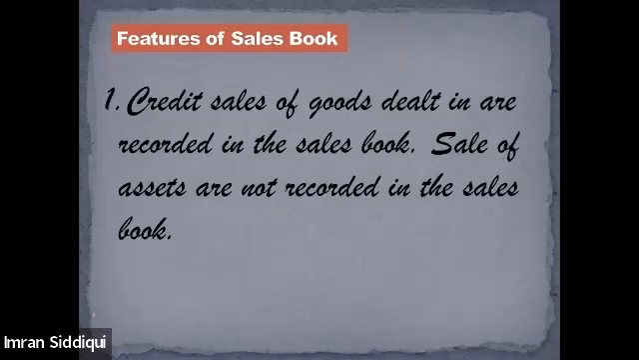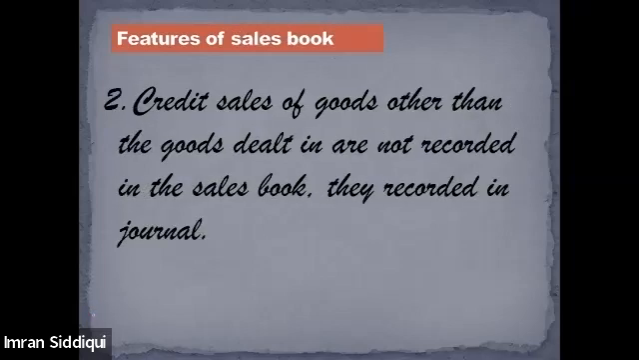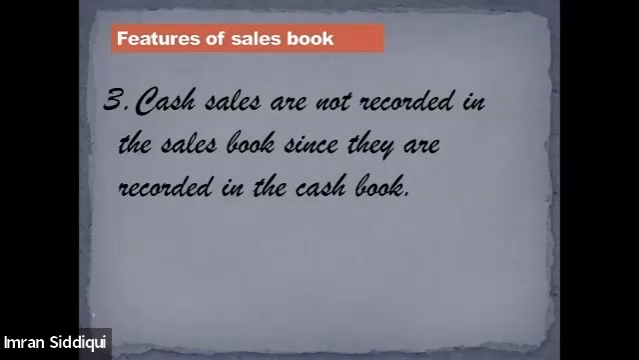Sales of assets are not recorded. Now, this is very important. Only the sale of those goods in which the firm actually deals in is recorded in the sales book. Such goods, when sold on credit, will be recorded in the sales book. The second feature of the sales book is that credit sale of goods other than the goods dealt in is not recorded. Only sale of goods will be recorded in the sales book.